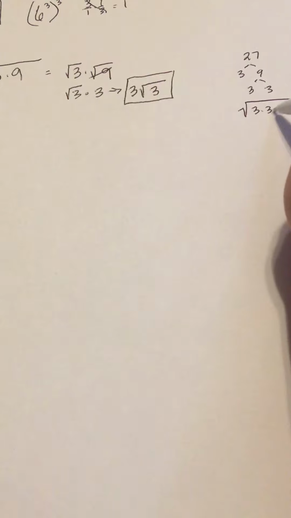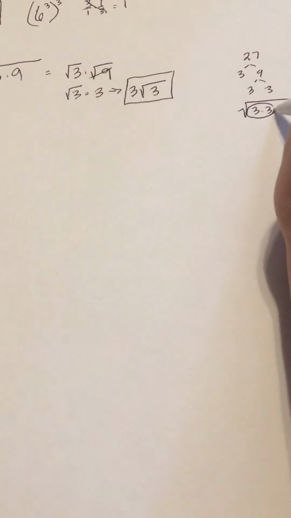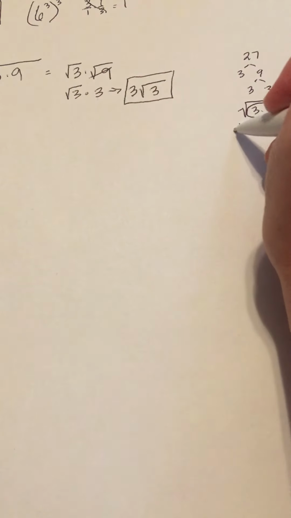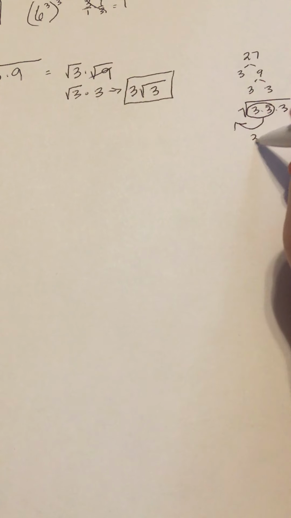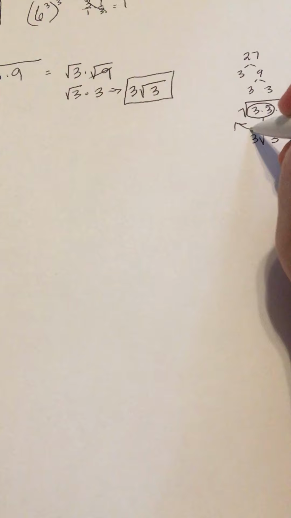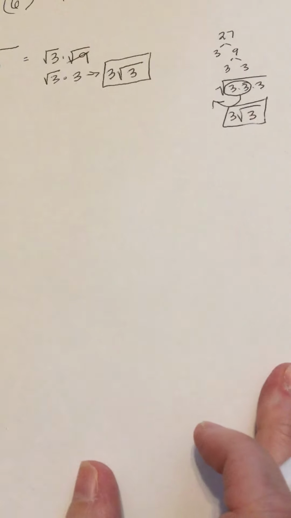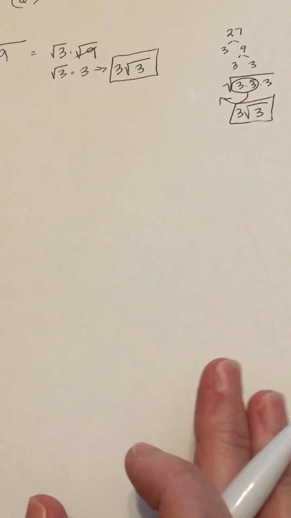You have 3 times 3 times 3, and then you take anything that's a match and you bring it to the outside. Those 3's come out to the outside, and you're left with one 3. So again, either way, you get the same answer. I just wanted to show you the other way, if that helps you out.